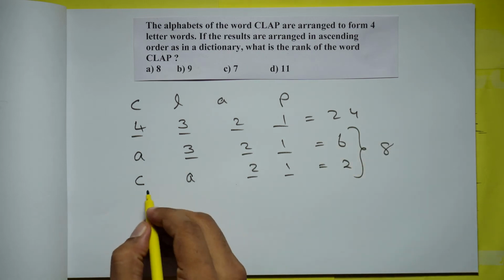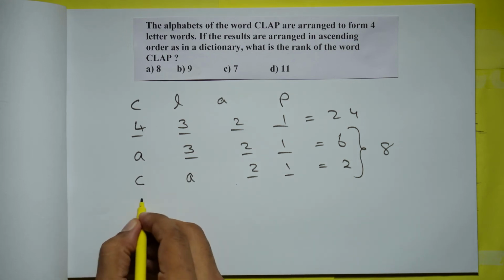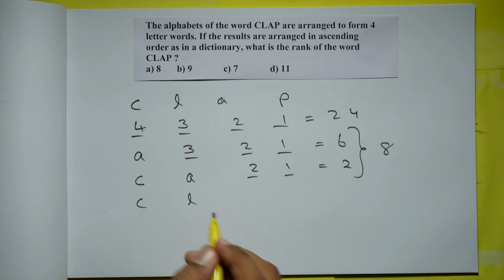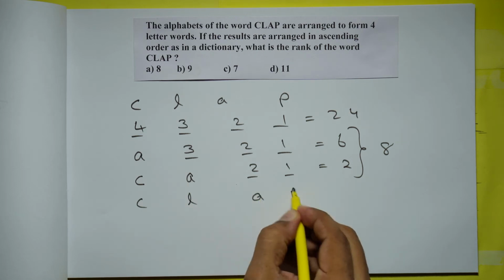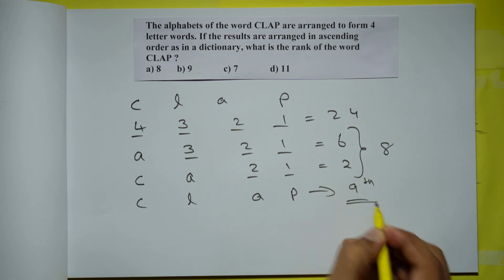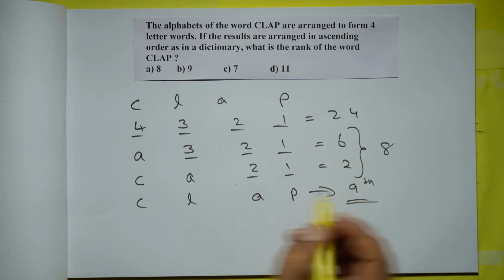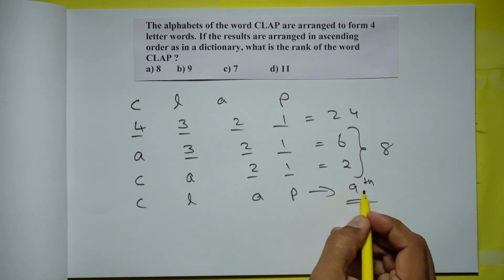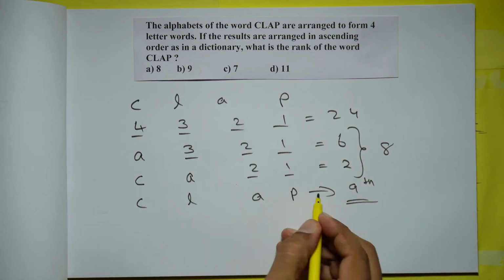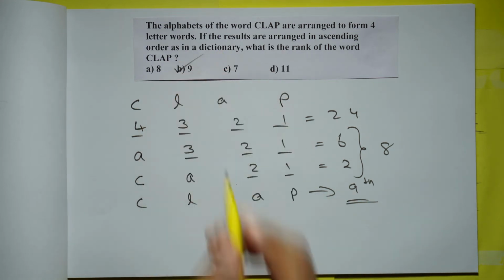Now let us identify the next word. C and A is over. Then you will have to start with CL. And the first one will be CLAP. So this is the word that we need, and this will be the ninth word, because 8 words are already gone here, and the next word will be CLAP, and that is the ninth word. So the rank or position of the word CLAP is ninth. That is option B, ninth.